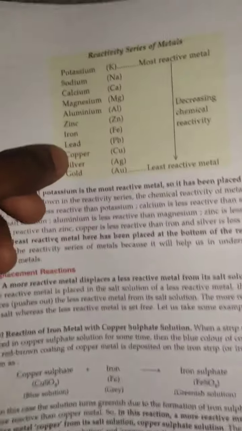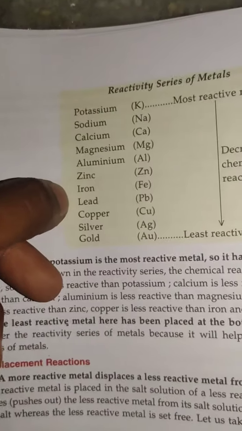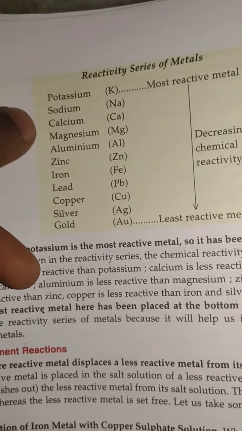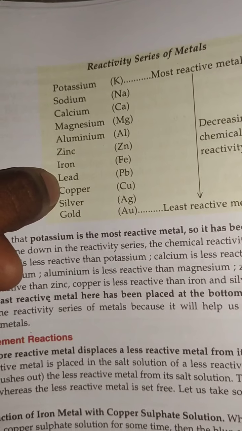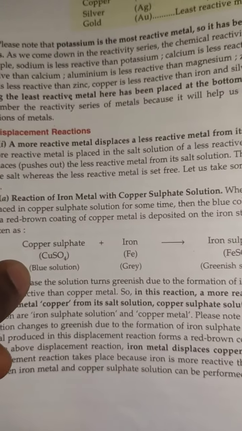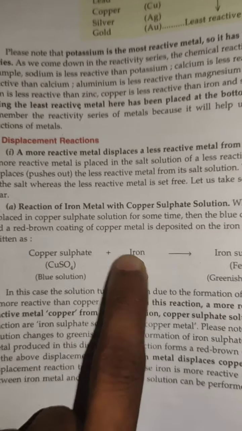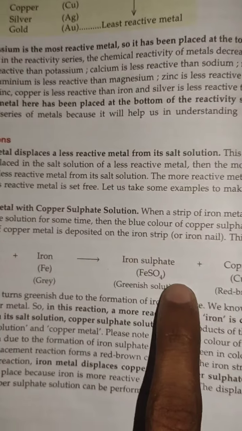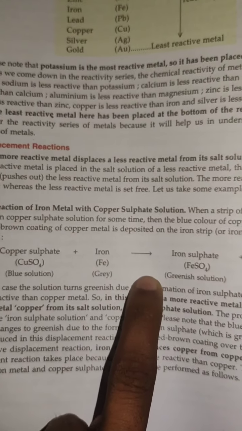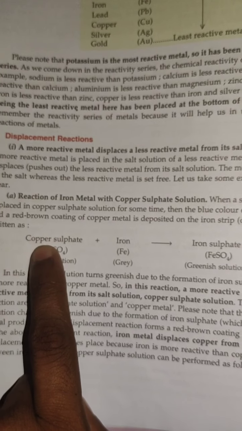Look, where is the copper? Copper is here. Where is iron? Iron is just above copper. So which has higher reactivity? Iron. That means copper is less reactive than iron. So in this reaction, iron will displace copper, forming iron sulfate, and copper will be formed. That means copper sulfate reacted with iron forms iron sulfate, because iron is more reactive than copper.